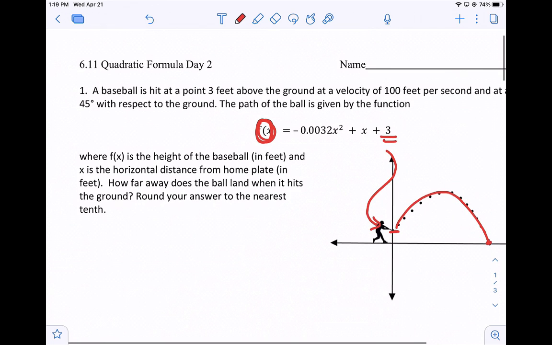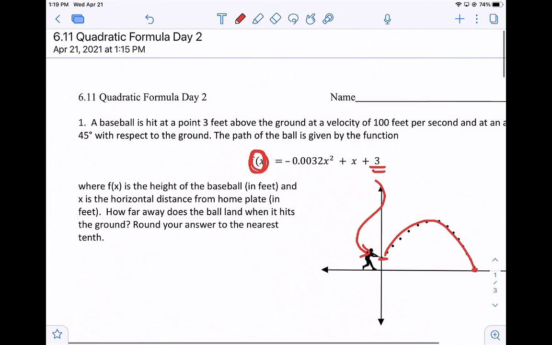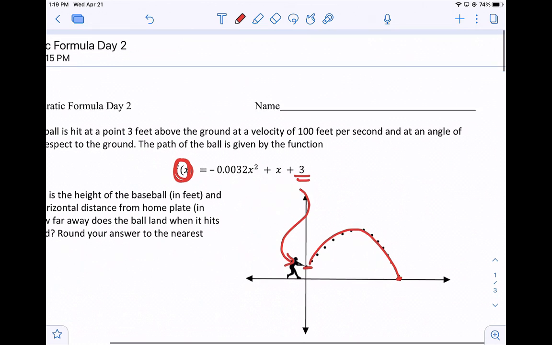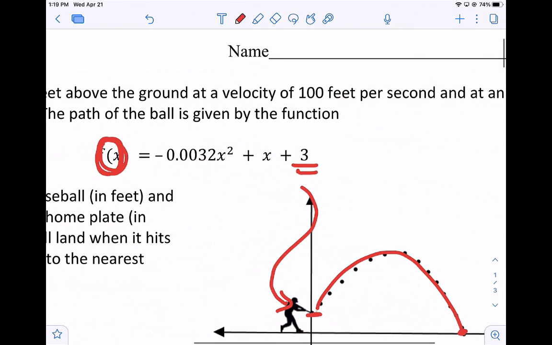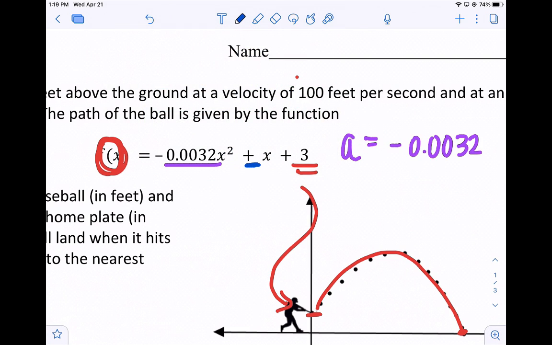In order to use the quadratic formula, the first step is to make sure you have 0 on one side, and we do, because we want to know when that height, f of x, is 0. The second step is to identify a, b, and c. A is the number next to the x squared, so here a is negative 0.0032. B is the number next to the x, and if there's not a number there, it's a 1, so this will be a positive 1. And c is the number without an x, the number by itself, so here the c value is 3.